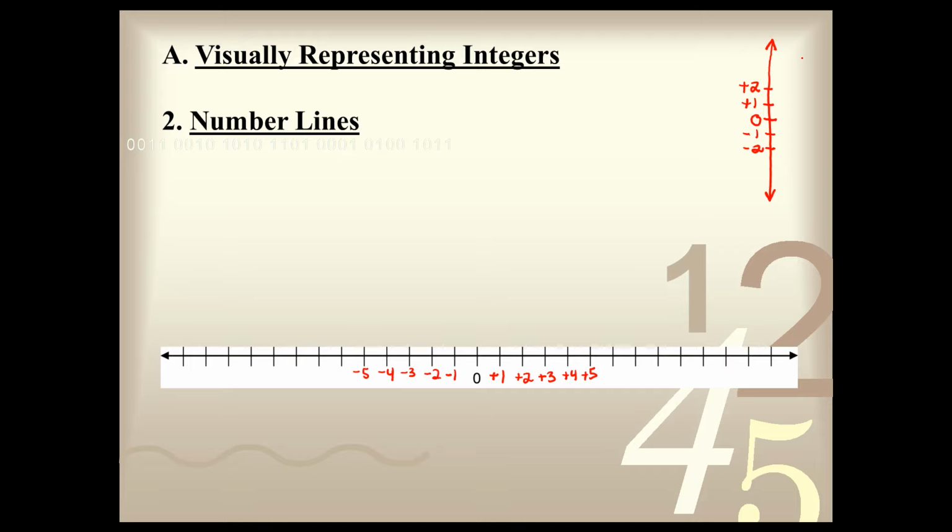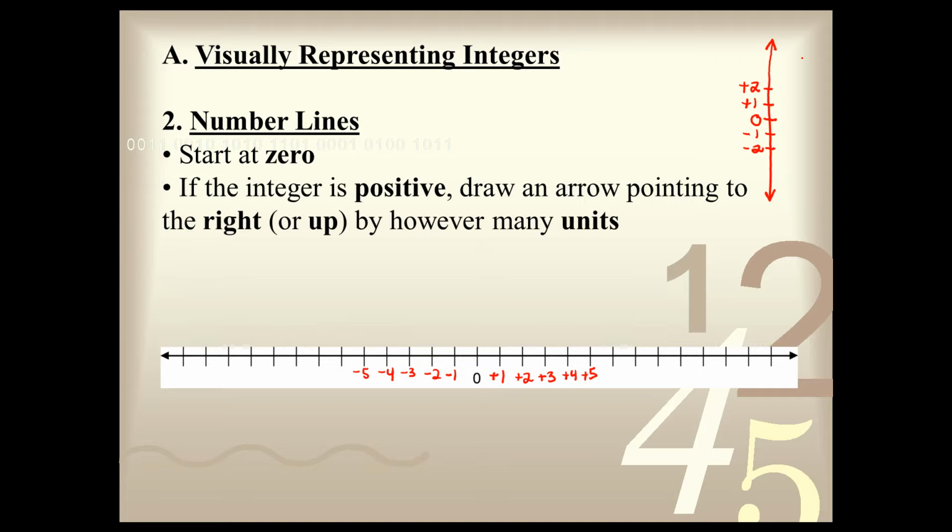Now, to represent integers with a number line, we're going to follow these steps. You need a reference point to start from, and that reference point we're always going to start from is at the origin. Then we're going to look at our first integer and identify whether it's positive or negative. If the integer is positive, we're going to draw an arrow that points towards the right by however many units the numerical value of the integer is.